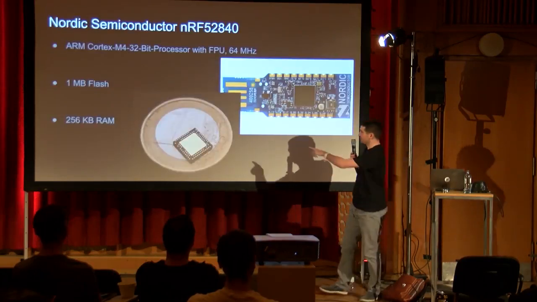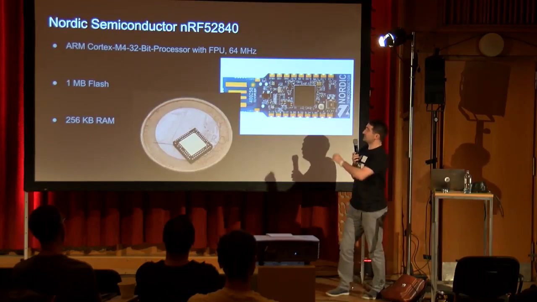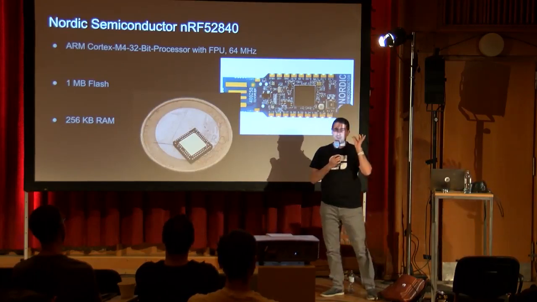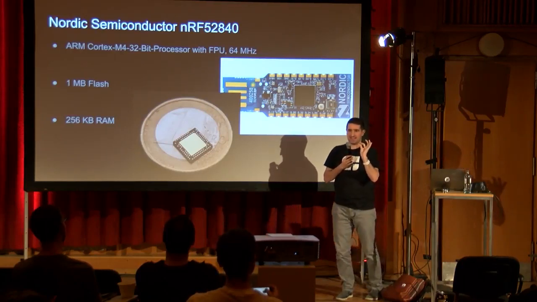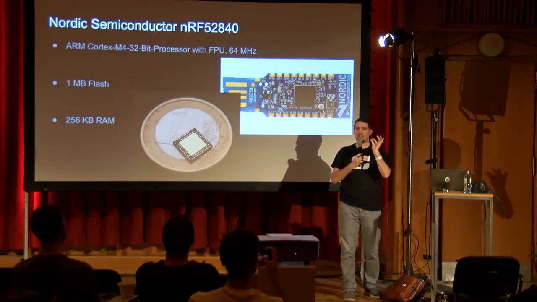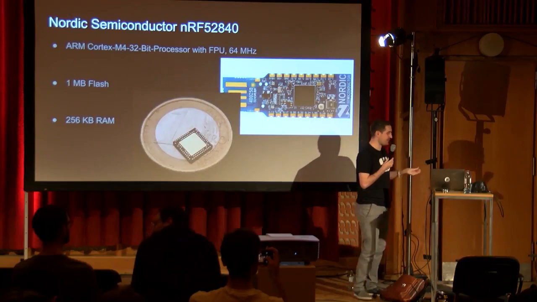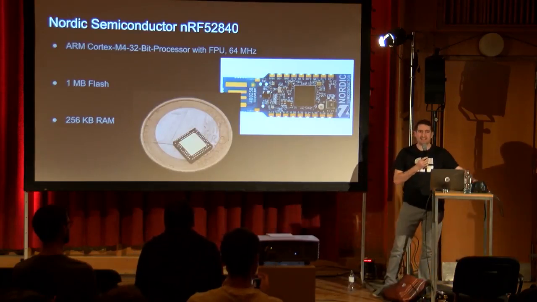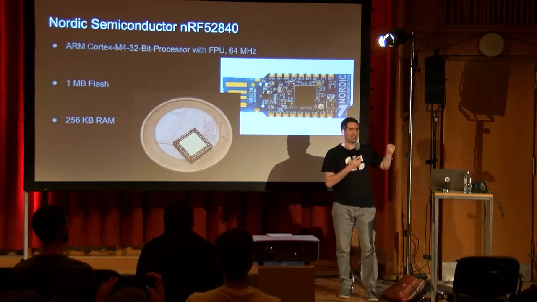So here's the same chip. It has a 32-bit Cortex processor running at 64 megahertz, only 1 megabyte of flash, and 256 kilobytes of RAM. So this is completely enough to connect to a blockchain, to verify its responses, and to many at the same time. And this opens up what I call scaling access, because now you can connect many more devices to a blockchain than before.